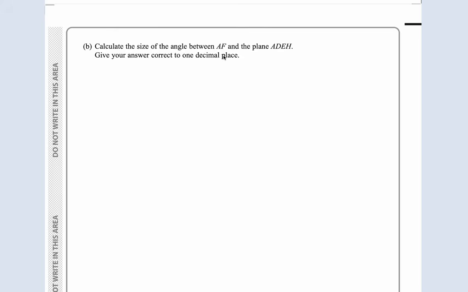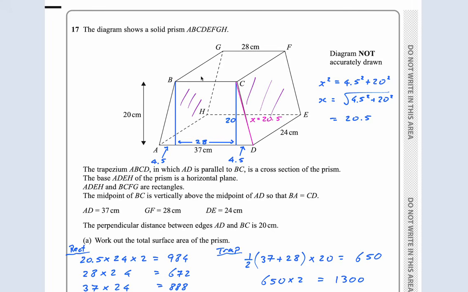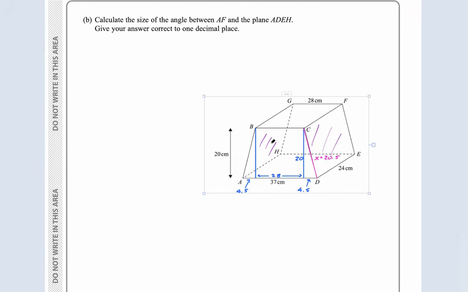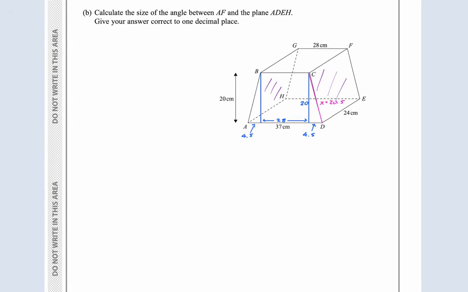Calculate the size of the angle between AF and the plane ADEH. I'm just going to copy this and bring it down because we need to see what we're doing. So it says, calculate the size of the angle between AF. Now AF is this line here. So between AF and the plane ADEH, which is the bottom.